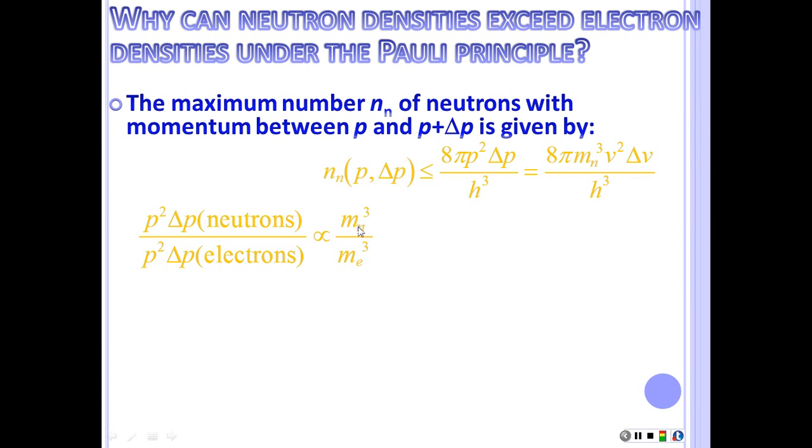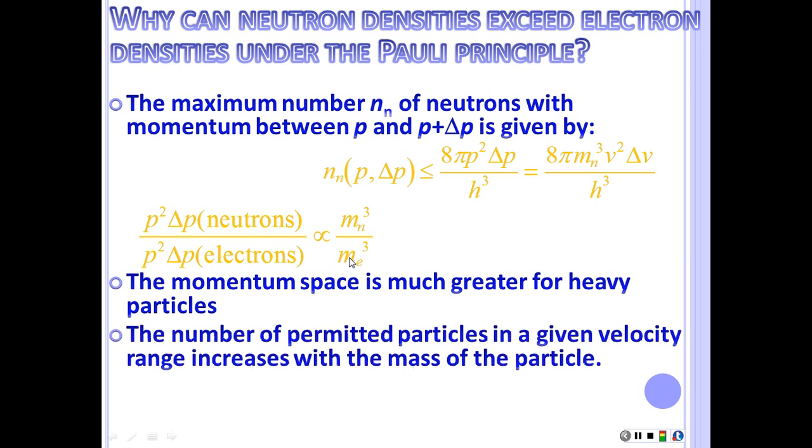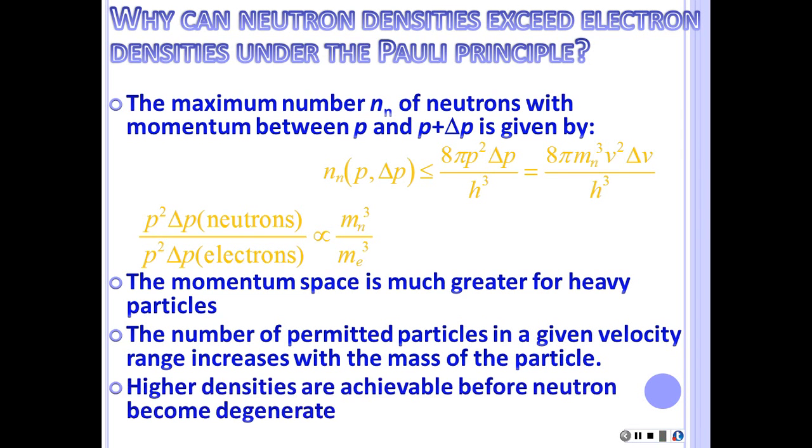But if we compare this to the protons, basically everything is the same except for the mass. And so what you get is it's proportional to the mass of the neutrons cubed versus the mass of the electrons cubed. Well, this is a factor of 1,000. So you have a much bigger momentum space that you can play with, and so you have many more options of velocities that are permissible, and so you can actually squish them closer together. And that's where we're going to stop with this topic, and we'll move on to talking about high mass stars very shortly.